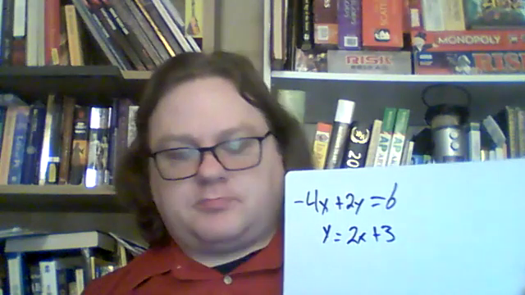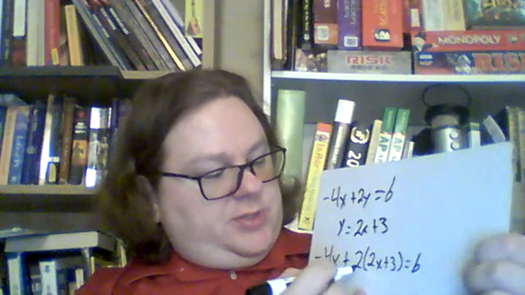All right. The next one is negative 4x plus 2y equals 6, and y equals 2x plus 3. Those are our two equations. So I'm going to take this y equals 2x plus 3, take this whole phrase, 2x plus 3, and put it in here. So negative 4x plus 2 times 2x plus 3 equals 6. Okay.